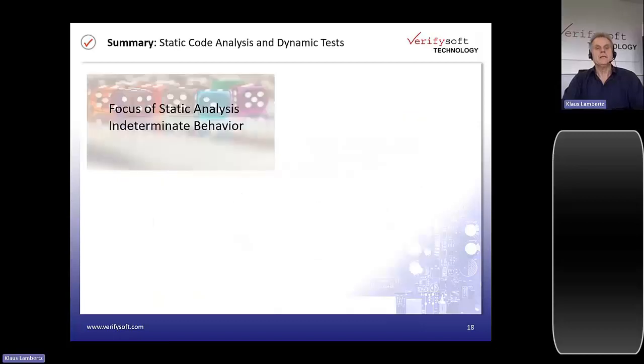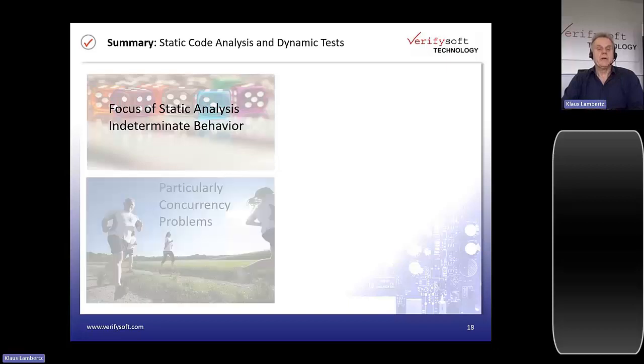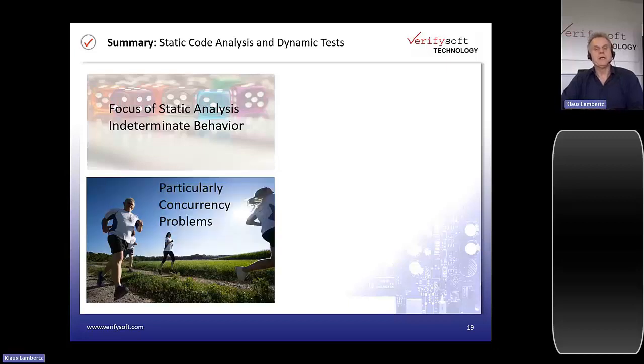So, summary. The focus of static code analysis is detection of errors that lead to undefined behavior. A particular strength of static code analysis tools is concurrency problems, which, as I have told you, cannot be found with dynamic analysis.